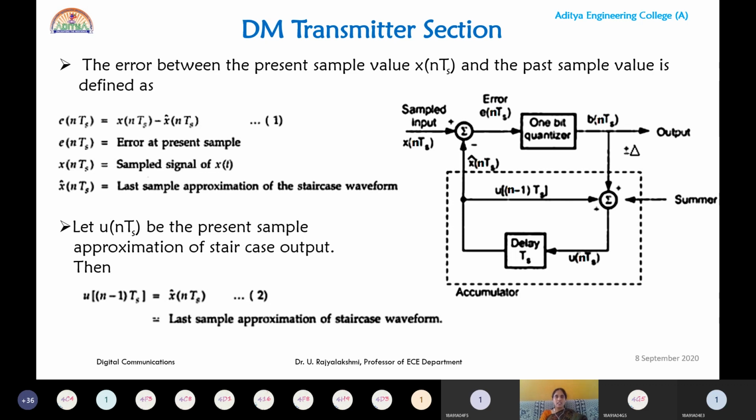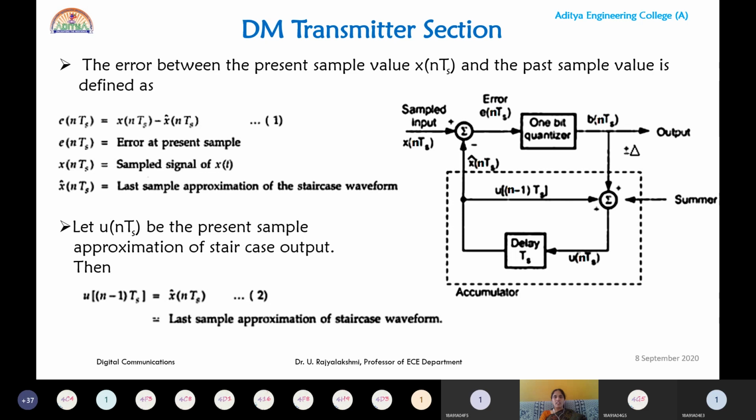It is plus delta when the magnitude of error is positive, and minus delta when the magnitude of error is negative. When will the error be positive? When x is greater than x cap. When x is less than x cap, the error is negative, so our b(nTs) will be minus delta.